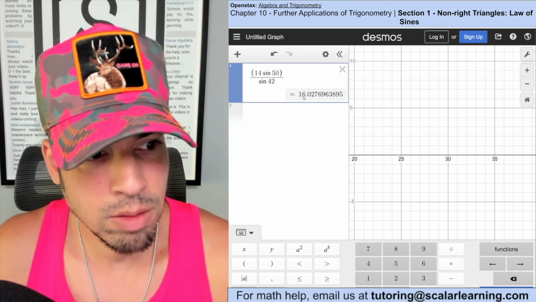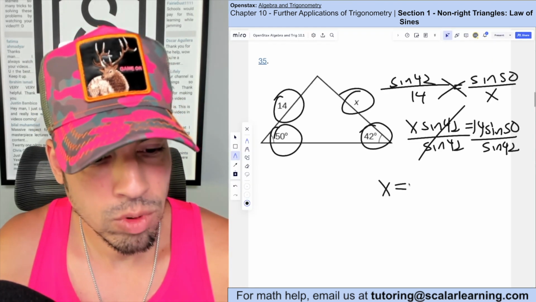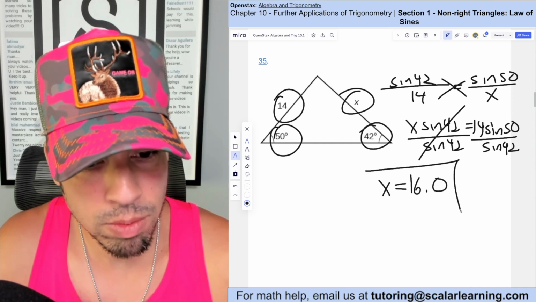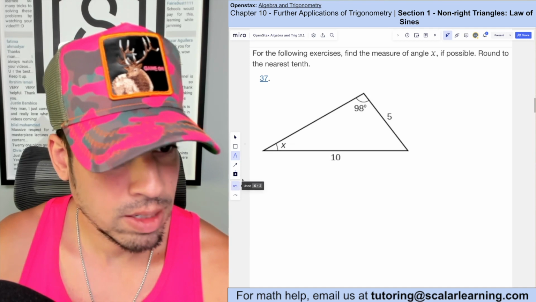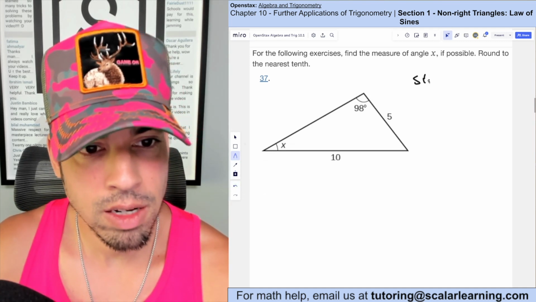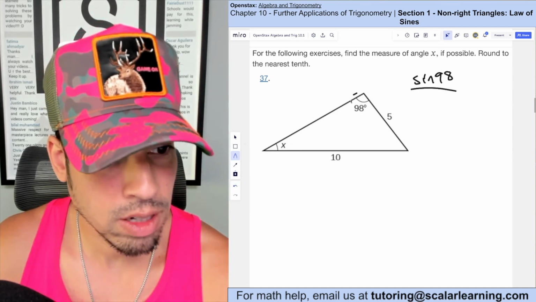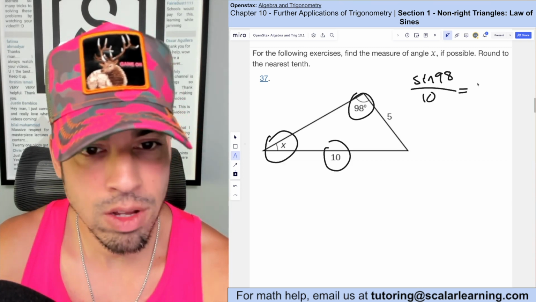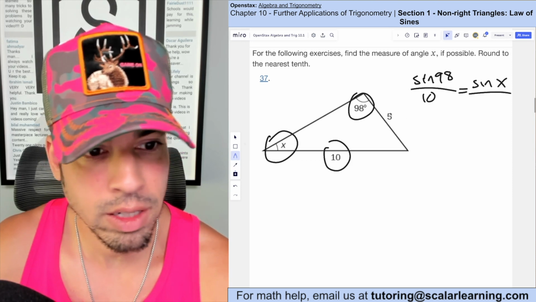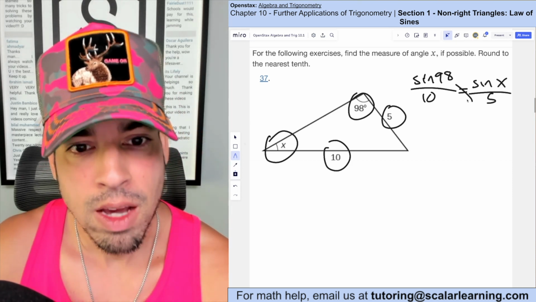And we get 16.0. So x equals 16.0, boom, done. For this one, we're going to again use the law of sines to find now a missing angle, but it's the same idea. Sine of an angle over its opposite side, which would be 10 in this case, is equal to sine of another angle in the same triangle over its opposite side, which is 5. All right, now we're going to cross multiply.